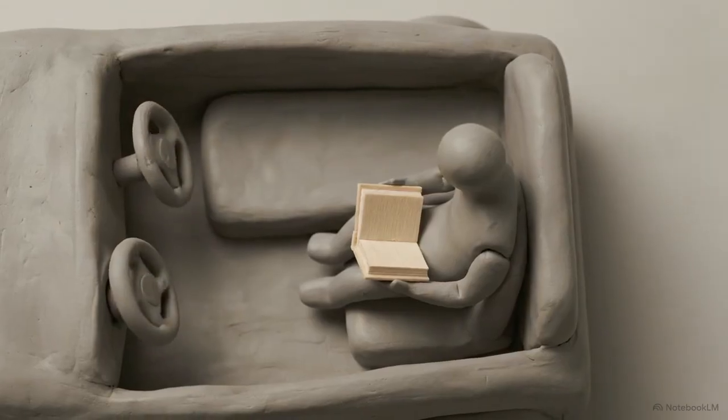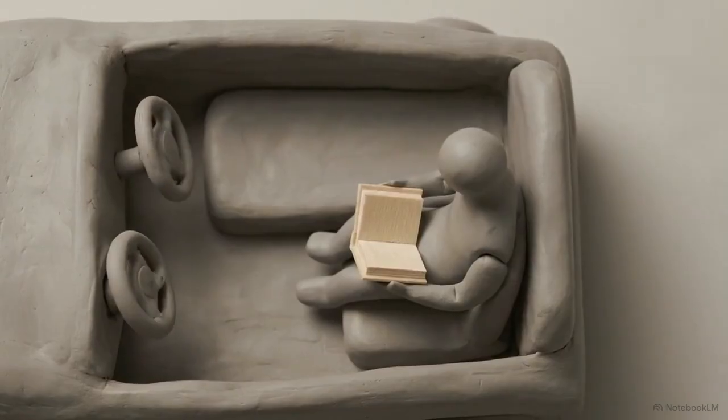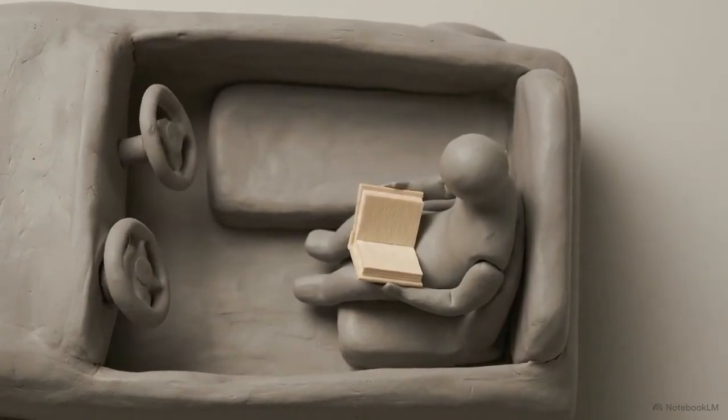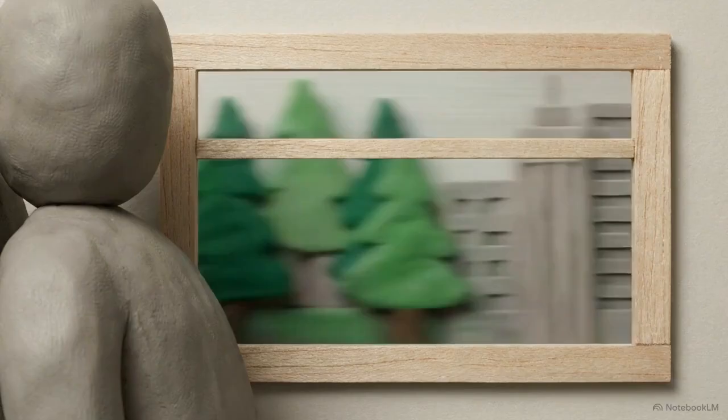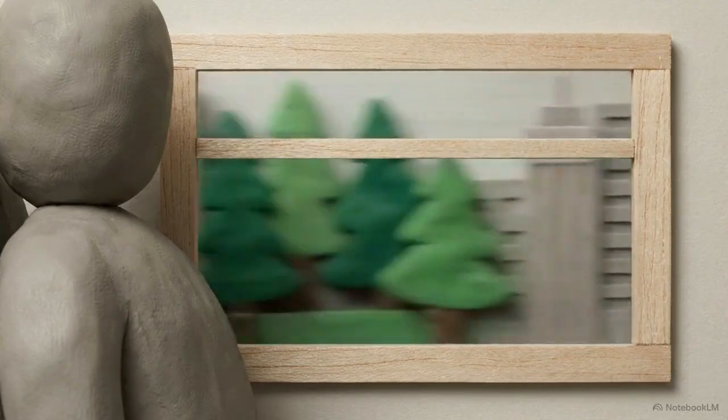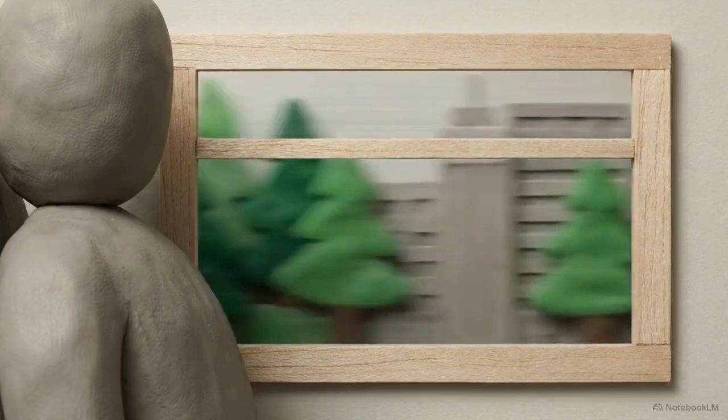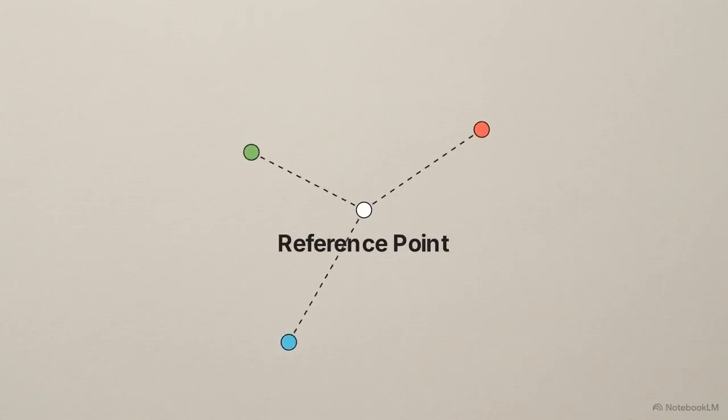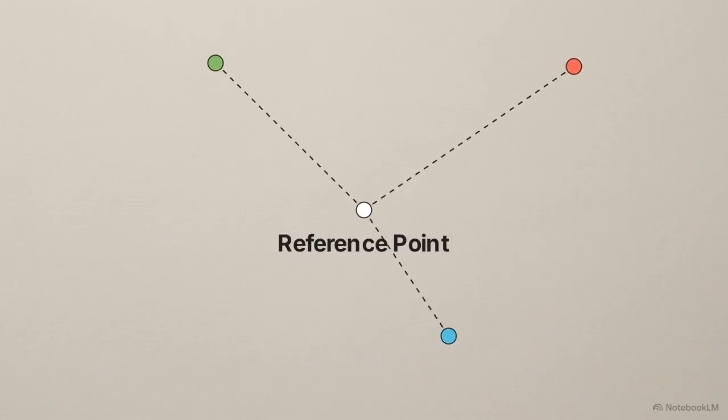Consider the view from inside a moving bus. If you measure your position against the seat beneath you, you are entirely stationary. But if you measure your position against the sidewalk blurring past the window, you are traveling at 50 kilometers an hour. To determine if something has actually moved, you first have to establish a reference point. A reference point is a specific, fixed location used to compare the changing positions of other objects.